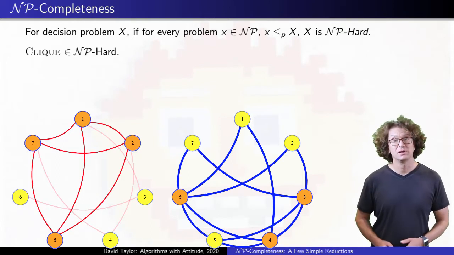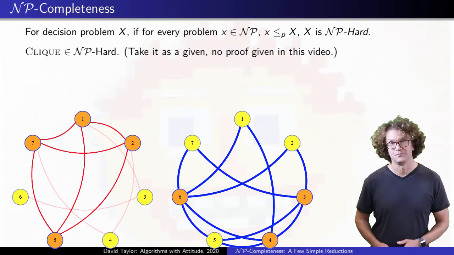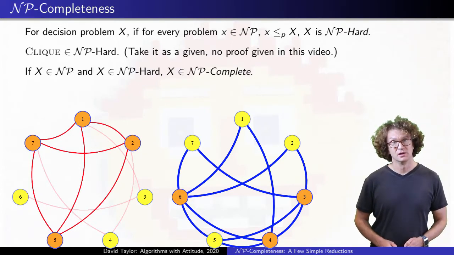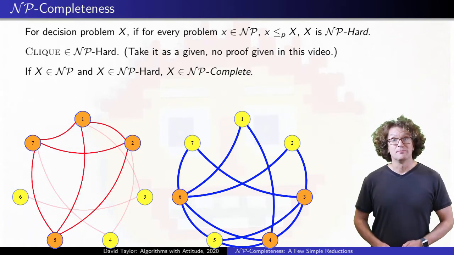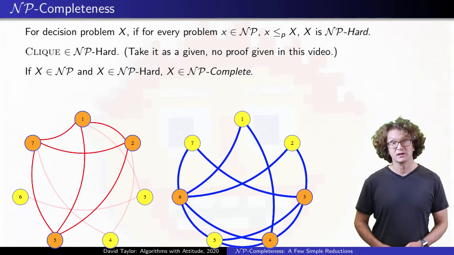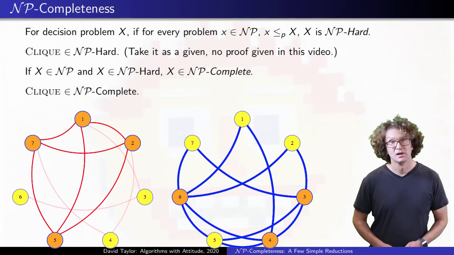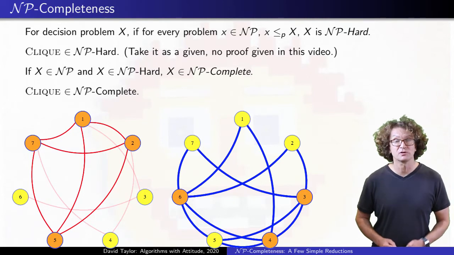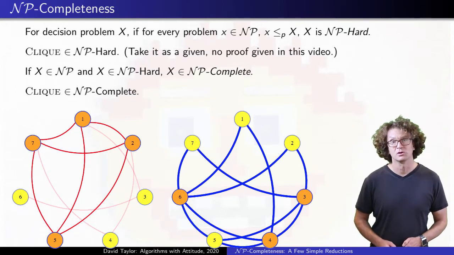Clique is NP hard. I won't prove that here. So now we have a statement of ease for Clique and also a statement of difficulty. If a problem is in both of these complexity classes, we say it is NP complete. So Clique is NP complete. Even though I'm not going to prove that Clique is NP hard, if we accept that it is, it becomes much easier to prove other problems are NP hard too.